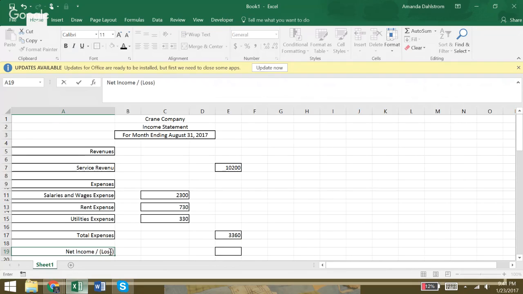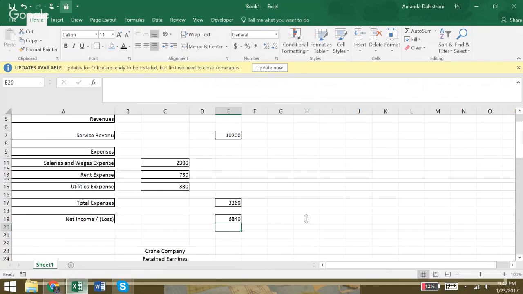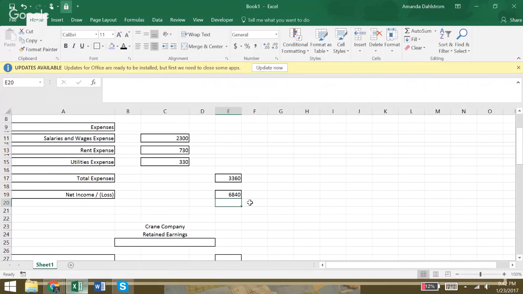So here at the very bottom, we're going to put our net income or loss. And the way we find that is we're going to subtract our expenses from our revenues. We have revenue of $10,200. We're going to subtract our expenses of $3,360. Which looks like it gives us a total net income for August of $6,840.